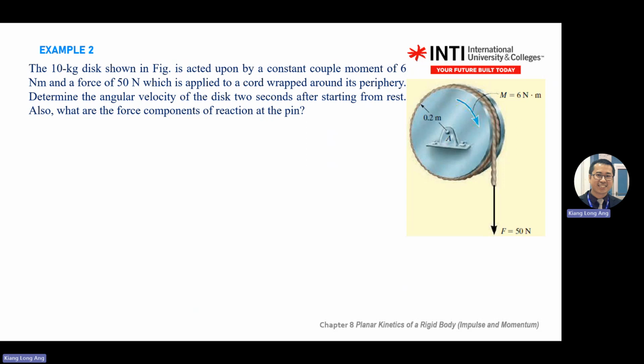Determine angular velocity. Angular velocity is what? Omega or alpha? Angular velocity is what? Is it omega or alpha? Omega. So you already know. This is when you come to the last chapter, you already know. V equal to omega R. You also need to remember that. What is alpha? Sorry.